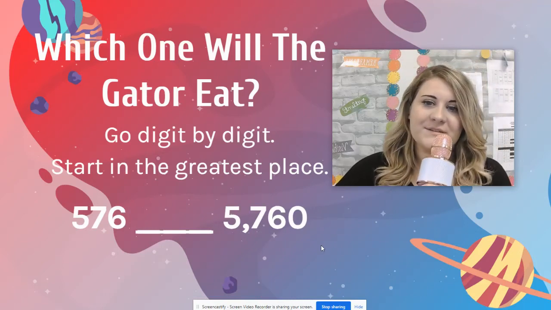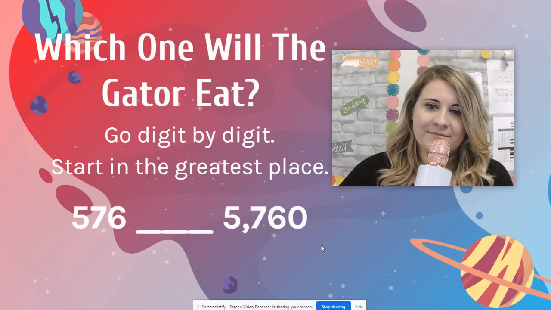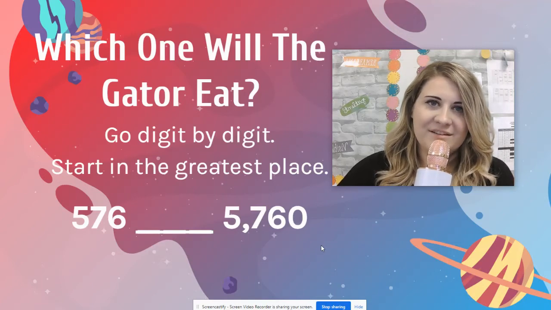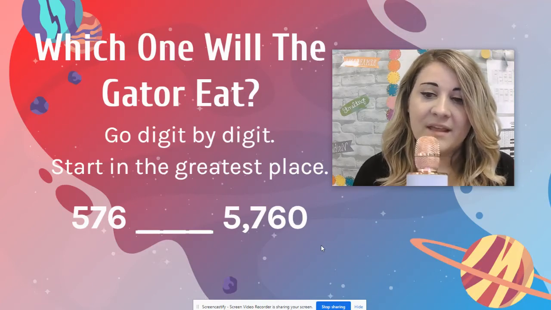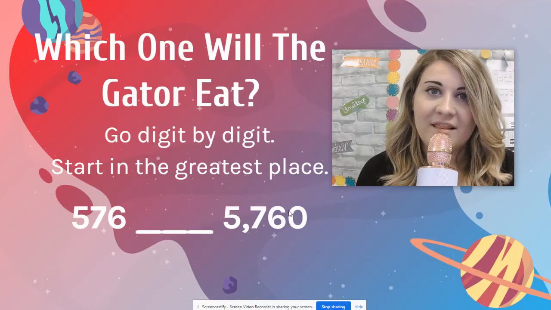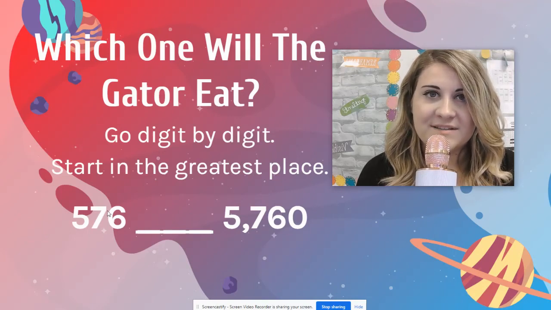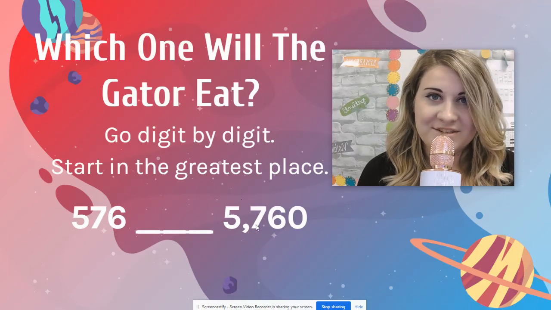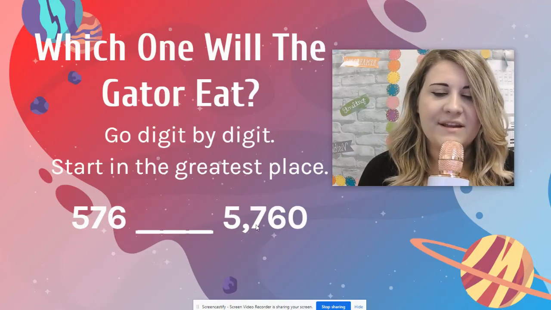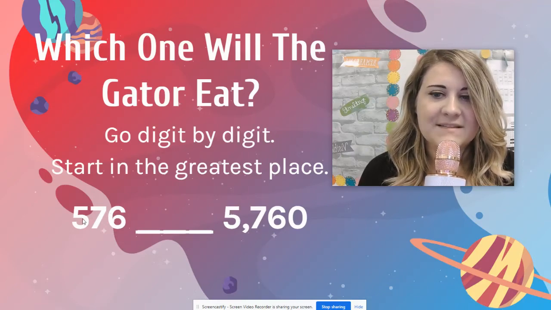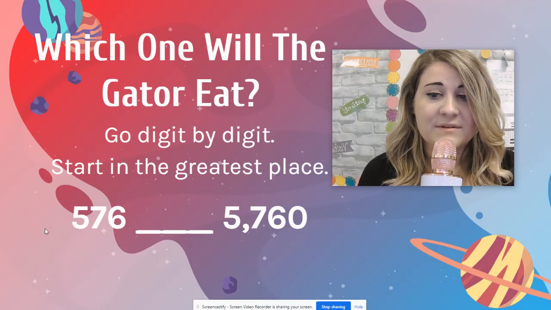Now, before we do this one, I want you to look at these numbers. Do you notice a difference here? Go ahead, take your time. This number has 3 digits. This number has 4 digits. Do I even need to compare the places? No, because there's nothing in the thousands place to compare this to. The 5 is obviously going to beat out the thousands place, which is nothing. There's nothing in the thousands place over here.